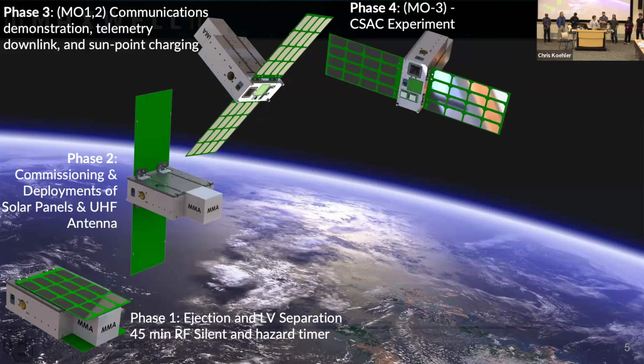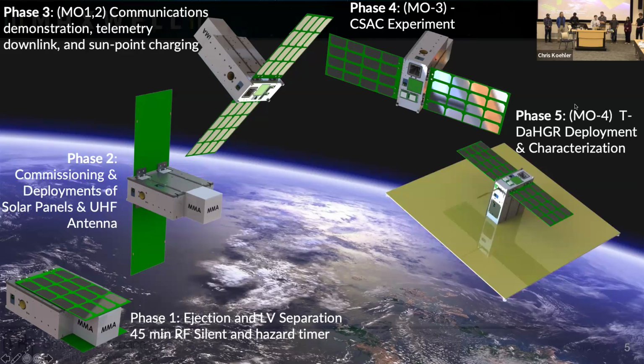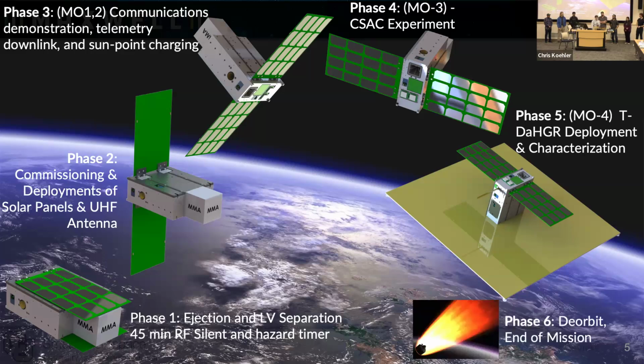Following this, we will move on to the, oh, this is blocking the thing. We'll move on to the CSAC experiment, which is the chip-scale atomic clock, where we will seek to characterize the Allan variance of the clock on orbit before entering our final experimental phase, where we will deploy the T-Dagger antenna, which is that large yellow square there, and we'll try to characterize the gain pattern for the antenna while it's in orbit before we finally deorbit ourselves.